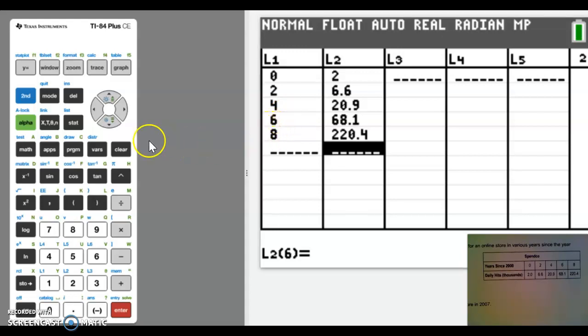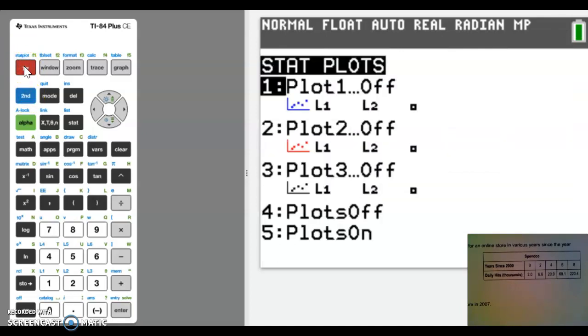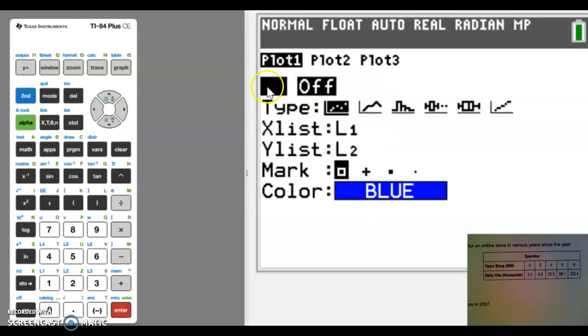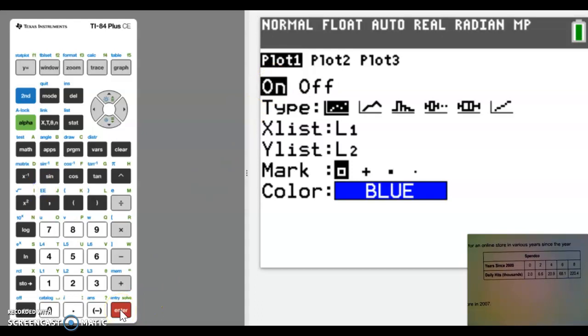Now I like to actually graph my data first, especially since tomorrow you're going to talk about which one is the best regression fit. So I'm going to press second stat plot, or second y equals because it's in blue. If you have your calculator cleared, you should have all these stat plots off. I want to turn a stat plot on. On this first one, I'm just going to press enter, and it's going to highlight to turn on. I'm just going to press enter again. I'll do this 3 separate times so you guys will see it.